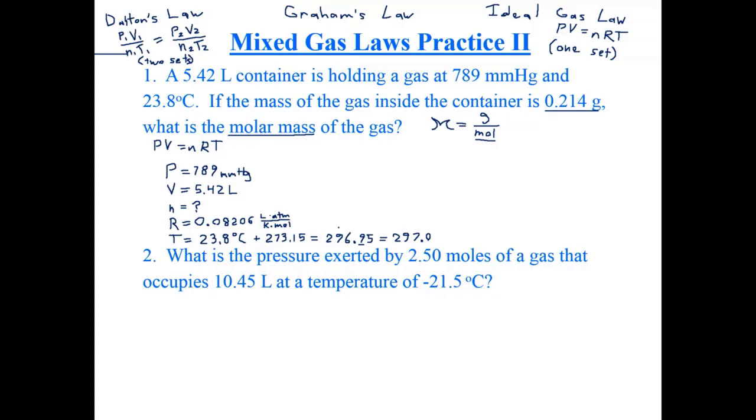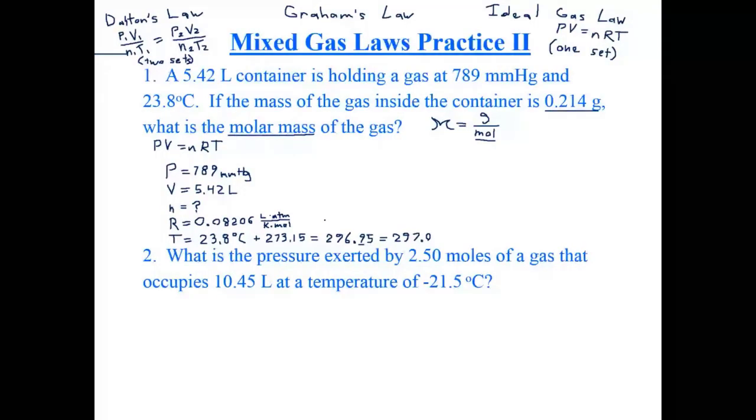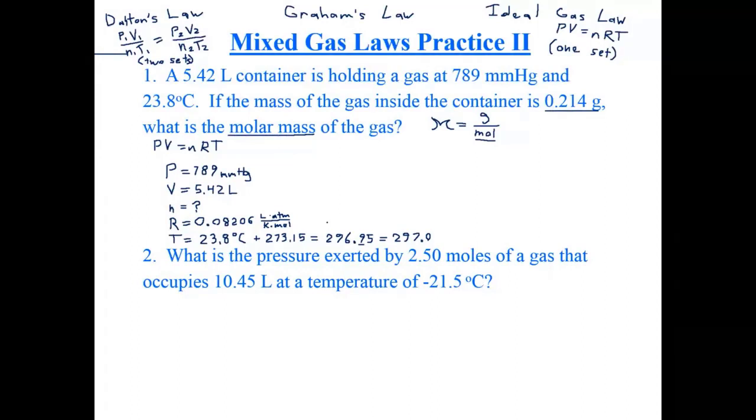While there are other versions of the ideal gas constant you could use, technically speaking I could use 62.4 millimeters of mercury liters per Kelvin mole. Essentially, the number for the ideal gas law constant is dependent upon the unit of pressure that you use.